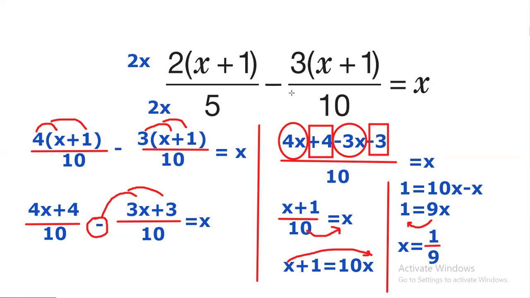Now focus on the difference of fractions. Some of them have numbers in the denominators. Some of them have variables in the denominators. Now I'm going to make this video for numbers in the denominators only. The other video will be for variables in the denominators.